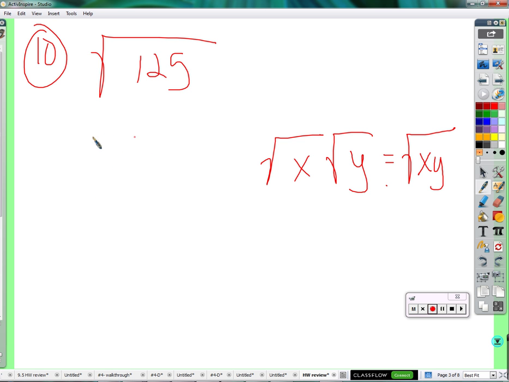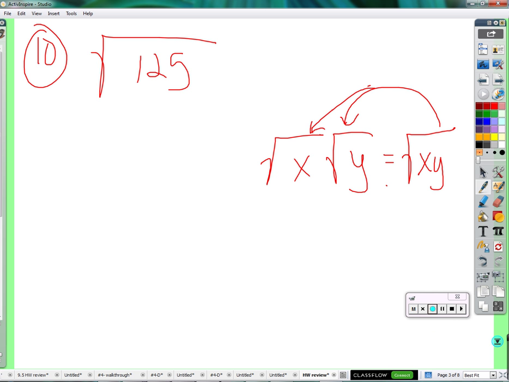How can we factor 125? We're kind of going to go backwards. Here's 125. We're going to write it as a product of two square roots. How would we factor 125? What's a number that you know 125 is divisible by? 5. So it's definitely divisible by 5, so let's just start there. We divide 125 by 5, which comes out to be 25.